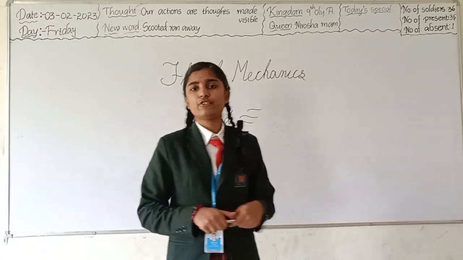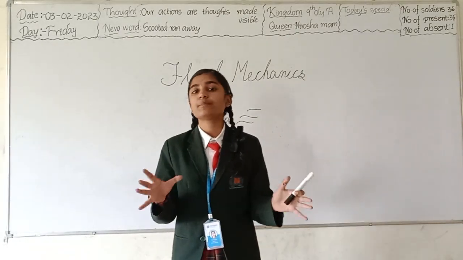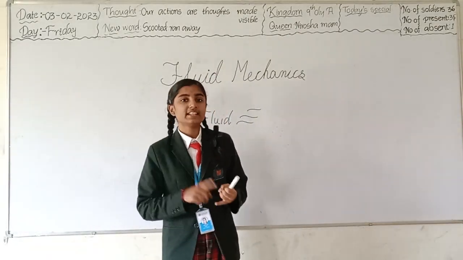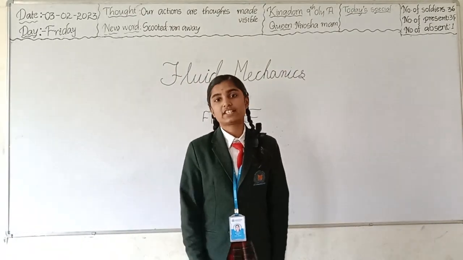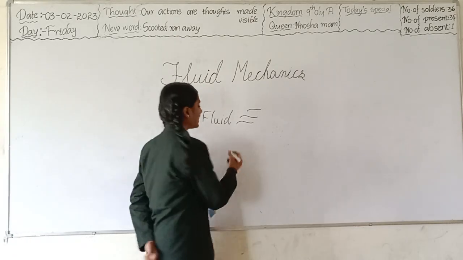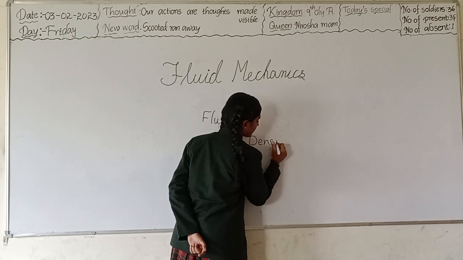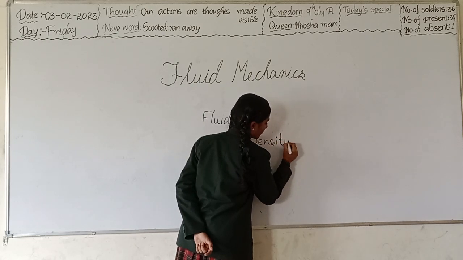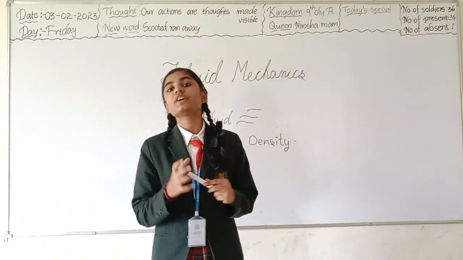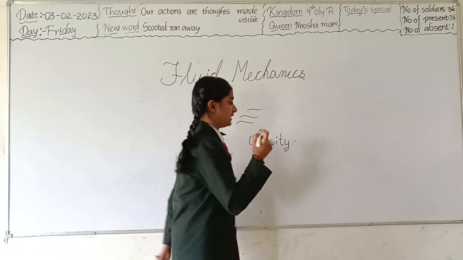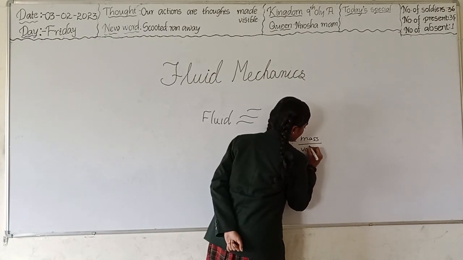To learn about fluid dynamics, fluid statics, as well as fluid mechanics, we have to know some important factors. They are density, thrust, pressure, buoyancy, etc. So first, let's start with density. Density is defined as the mass of a substance per unit volume, and it is written as mass by volume.